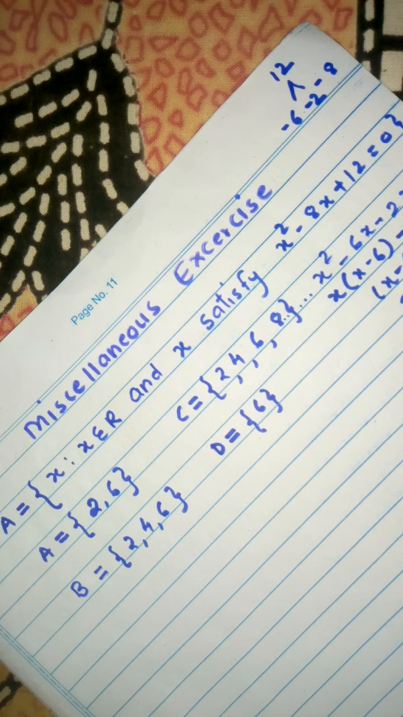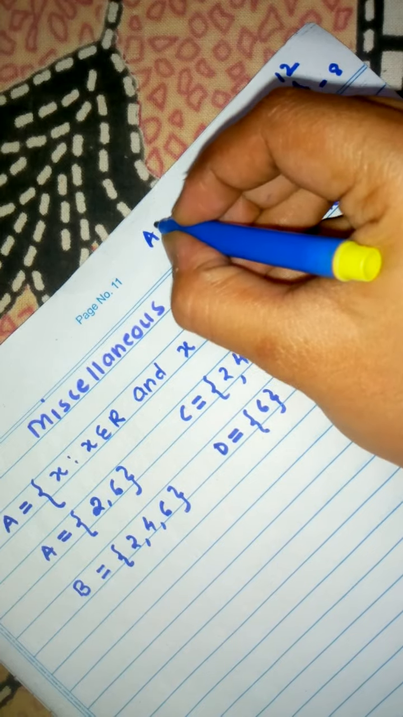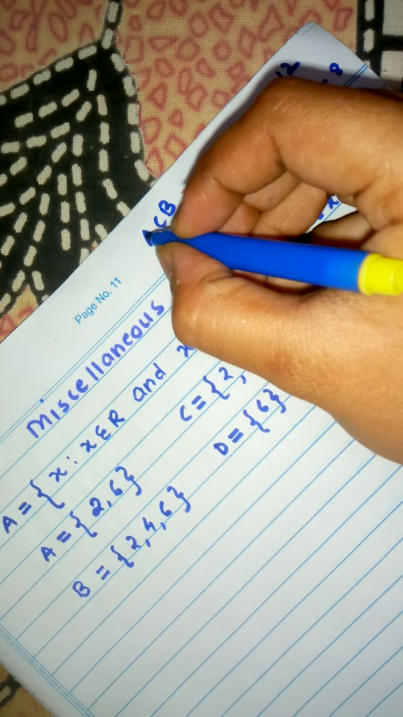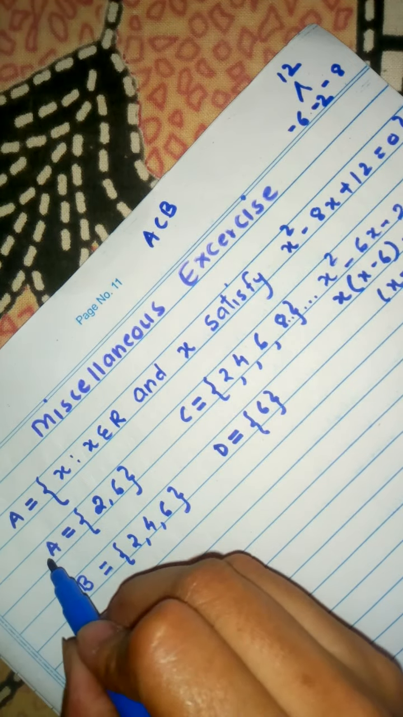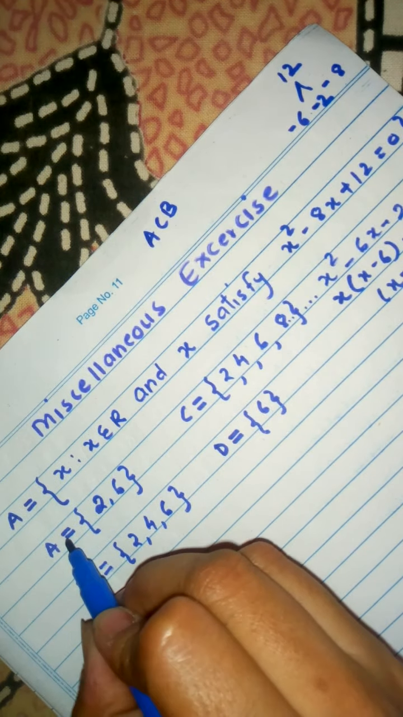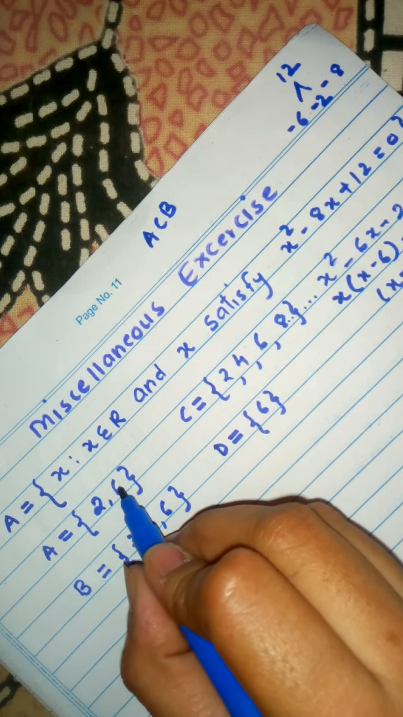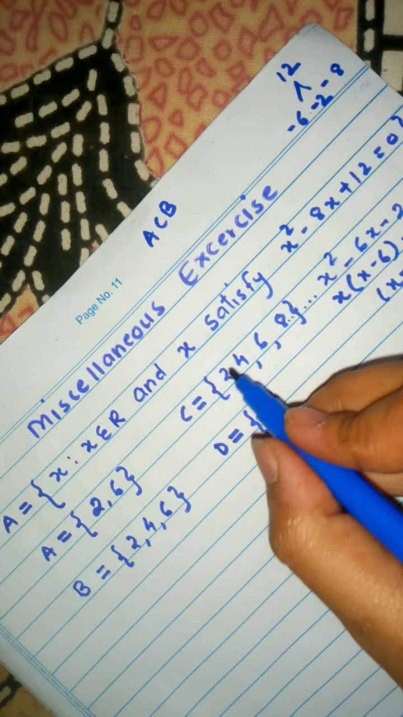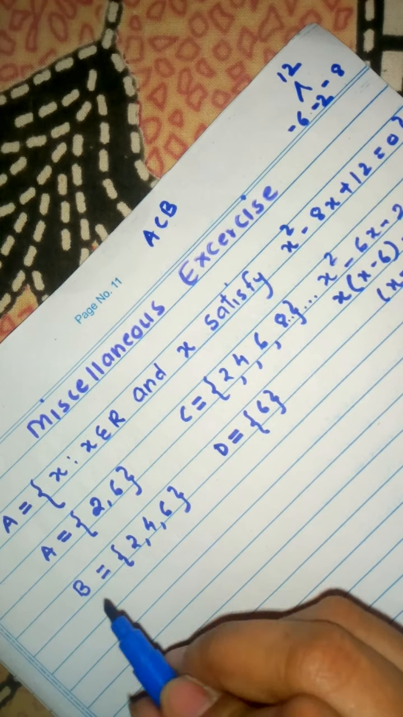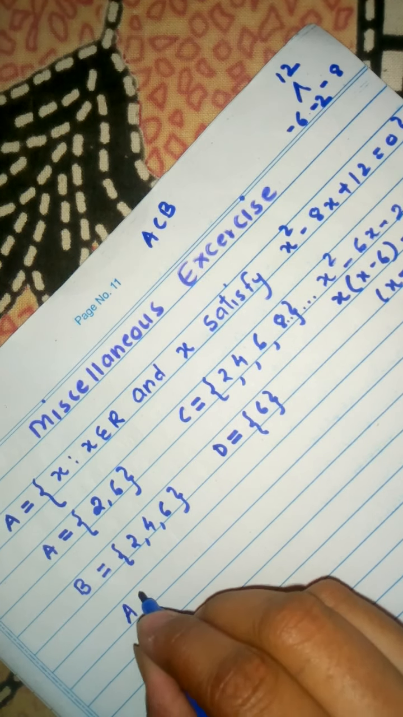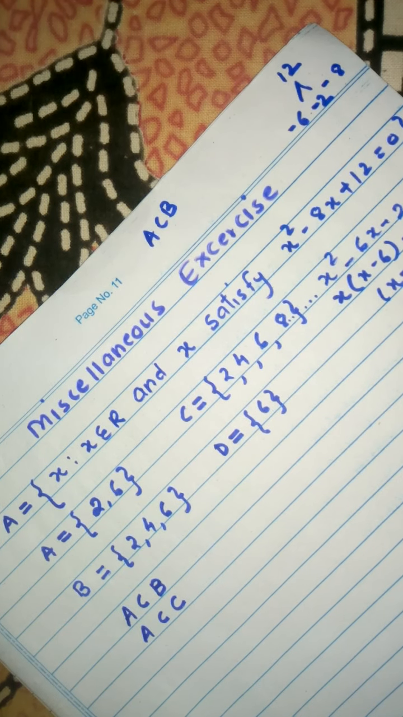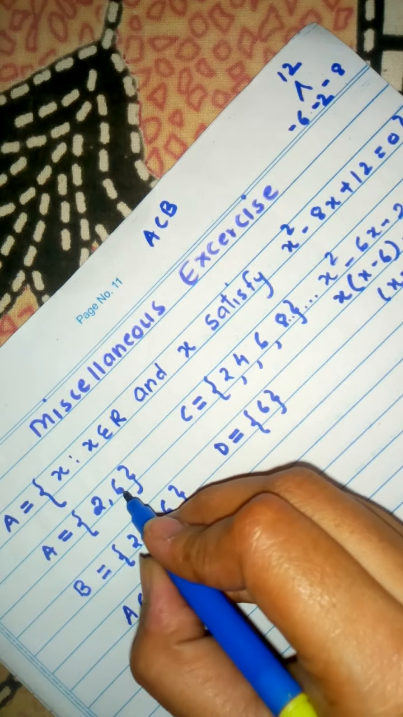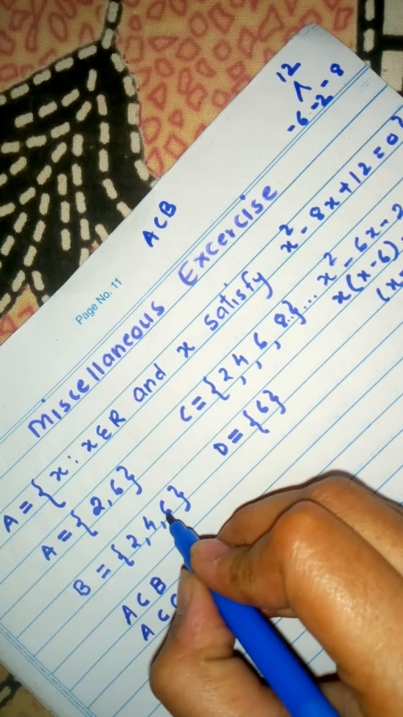If you want to recall, we say any set A is a subset of any other set B if every element of set A is there in set B. First we'll start with A. Here you can see that 2 and 6 are present in set C and also present in set B. Therefore A is a subset of B and A is a subset of C, because 2 and 6 are present in those sets also.